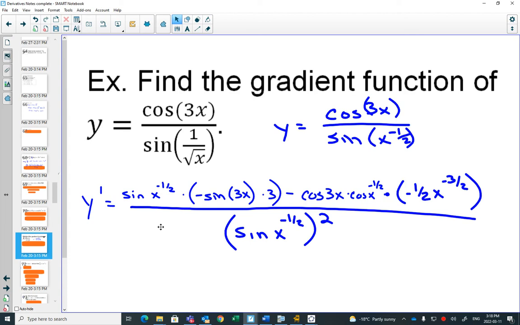So what makes these difficult is you have to have your quotient rule steps set up and keep your other rules set up along the way.